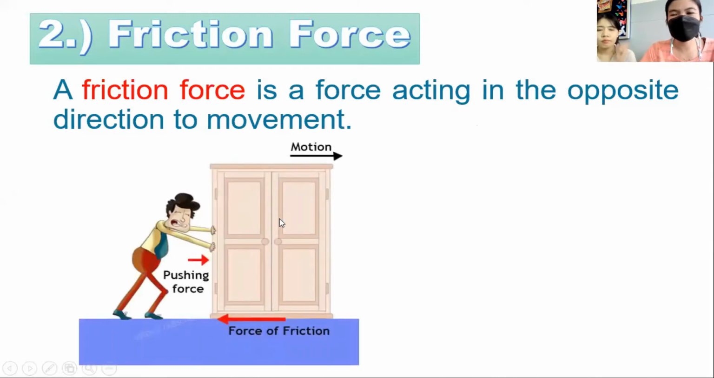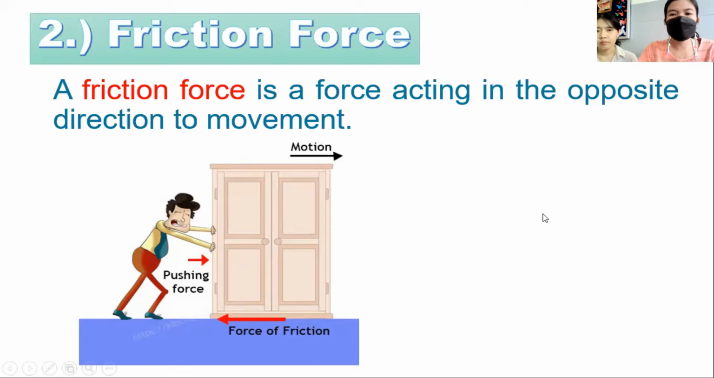Let us have an example. You are pushing a big cabinet. It will be hard to push a cabinet, especially if the surface is rough. The friction here is the rough surface. The force of friction always acts in the opposite direction to movement.